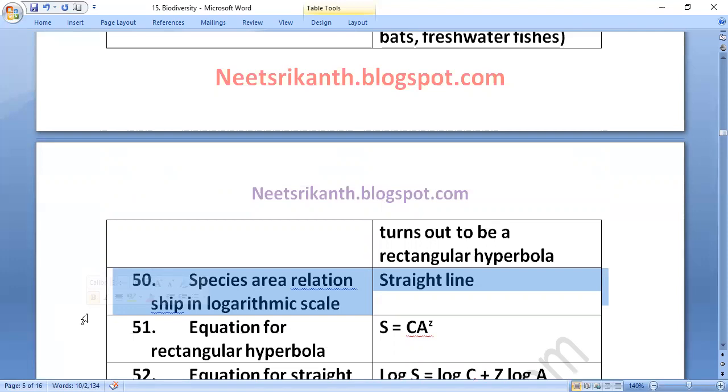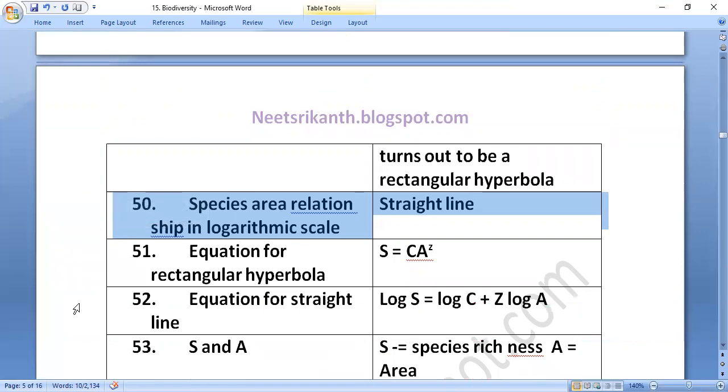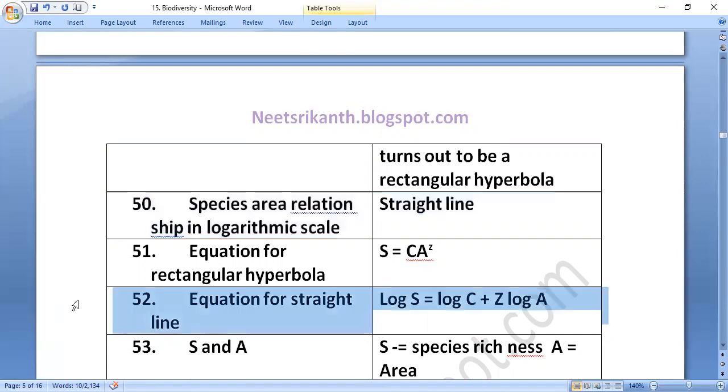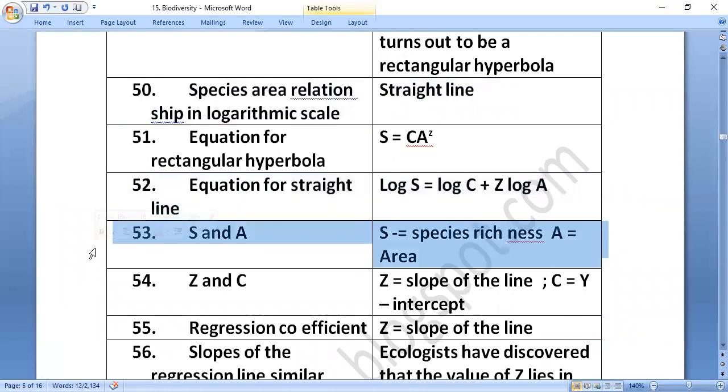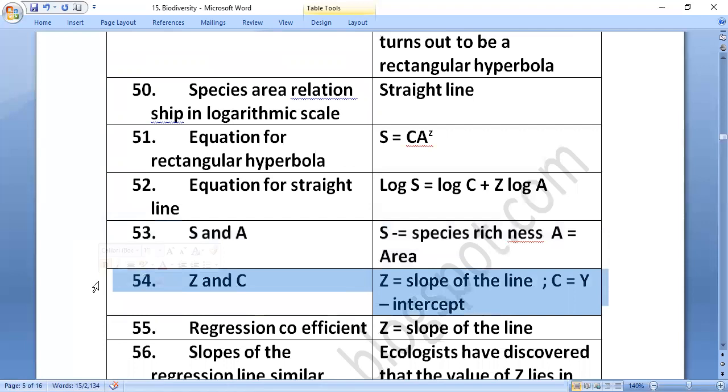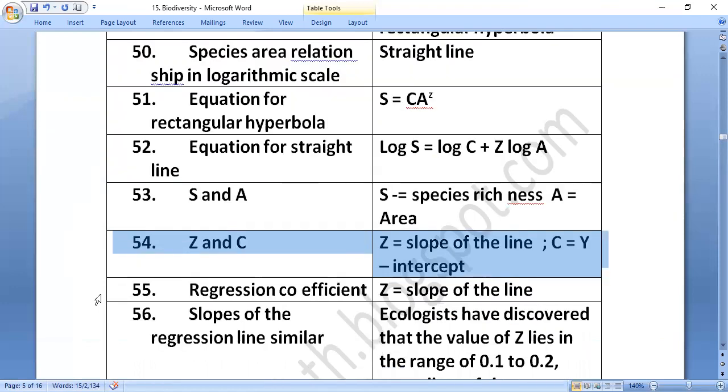Equation for the rectangular hyperbola: S = CA^Z. Equation for the straight line: log S = log C + Z log A. S is species richness and A is area. Z is the slope of the line and C is the y-intercept. Z, the slope of the line, is called the regression coefficient.